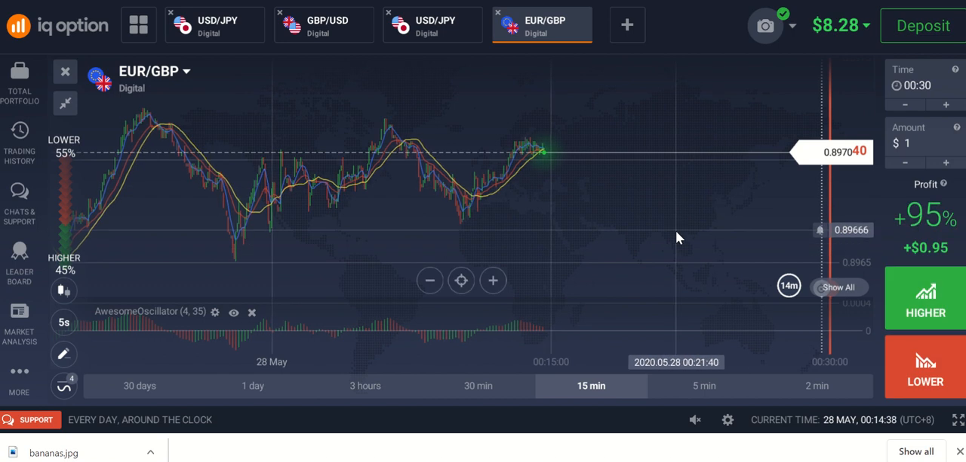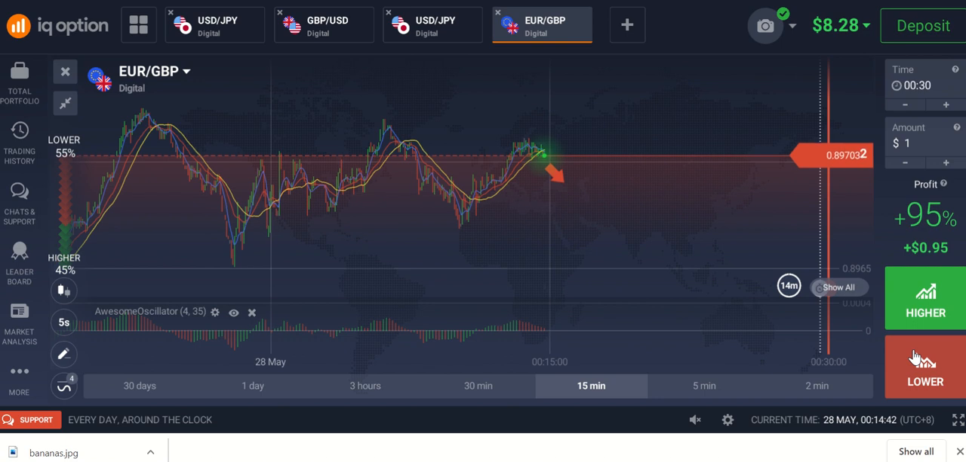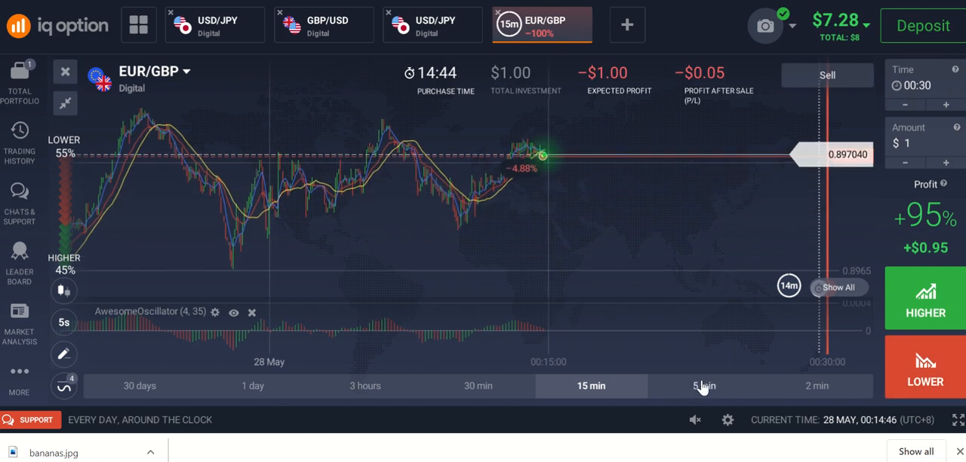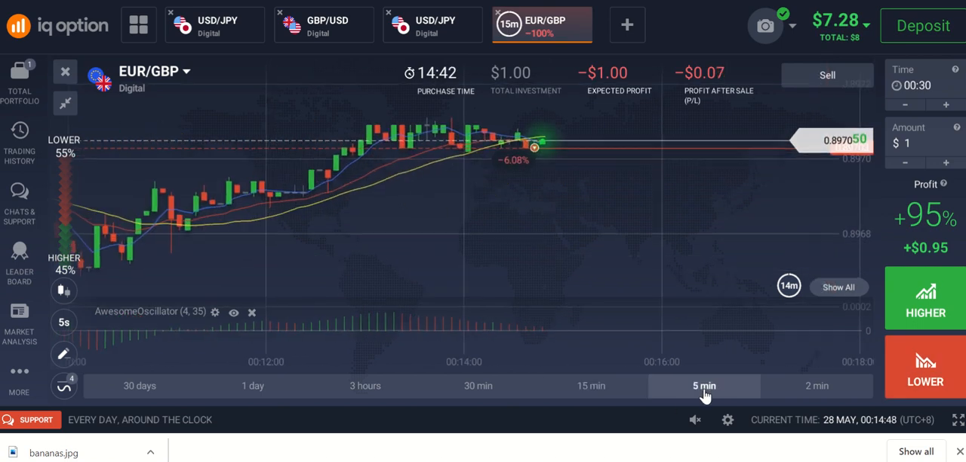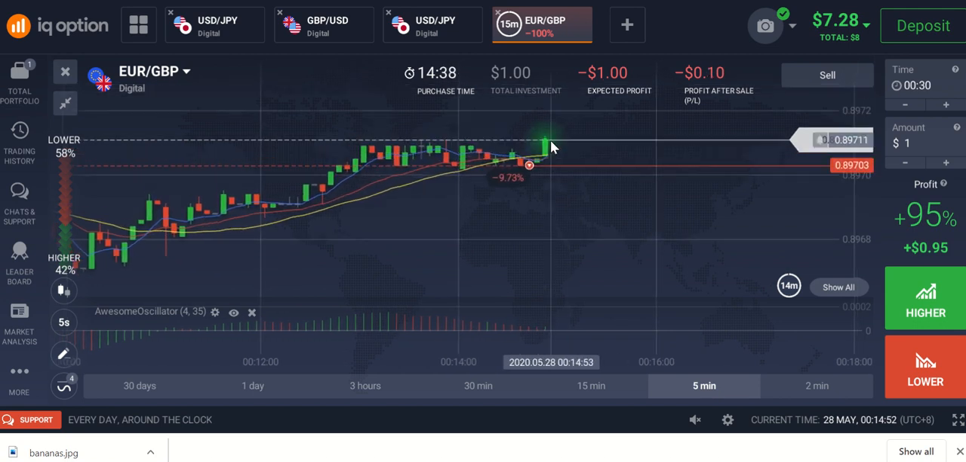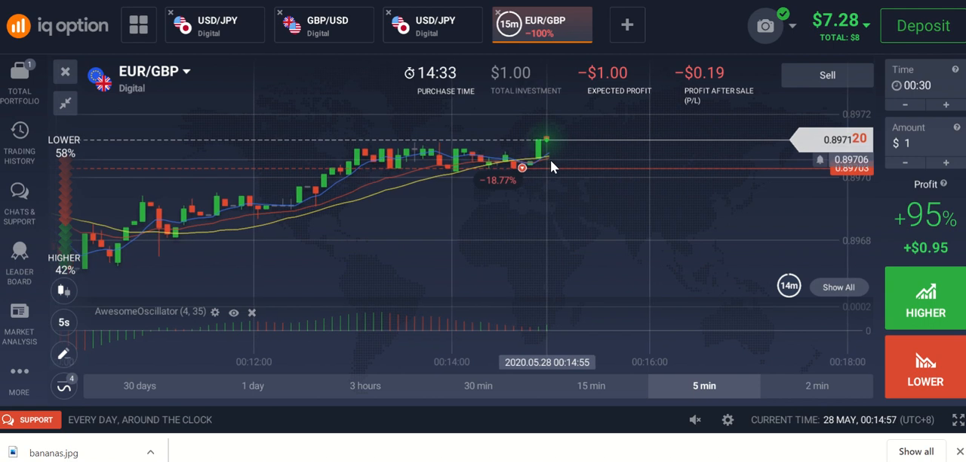So right now the blue line is about to cross, right? So let's go red, I mean lower. Let us see if it is going to support our analysis. See, blue is now below, but hey, oh no, it went up.